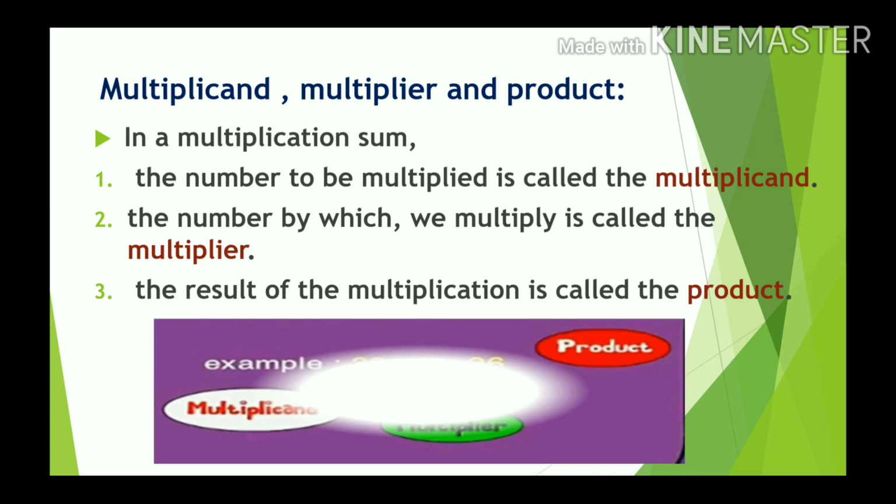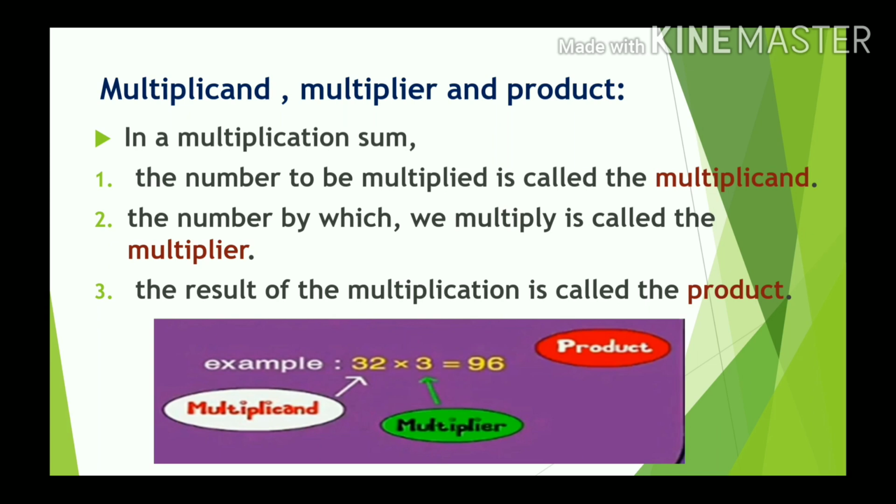For example, here you can see 32 multiplied by 3 is equal to 96. So we can say 32 is multiplied by 3. So 32 is the multiplicand and 3 is the number by which we are multiplying 32. So 3 is the multiplier and the final result is 96. So 96 is the product.